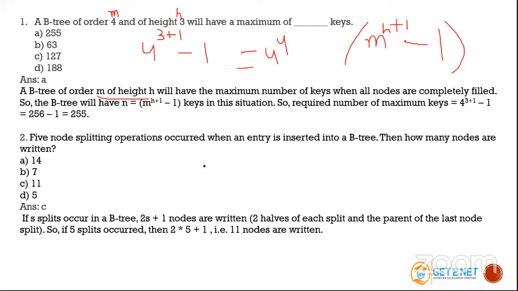The answer is C. Absolutely right, Himani and Priyanka, who gave the right answer. Himani, can you explain how you got the answer? Multiply it with 2 and add 1. Oh wow, correct. That's absolutely right. When splits occur in a B tree, the formula is 2s plus 1, where s is the number of splits. Here our split is 5. So 2 into 5 is 10, plus 1 is 11. This is the formula, and it's easy to do it this way.